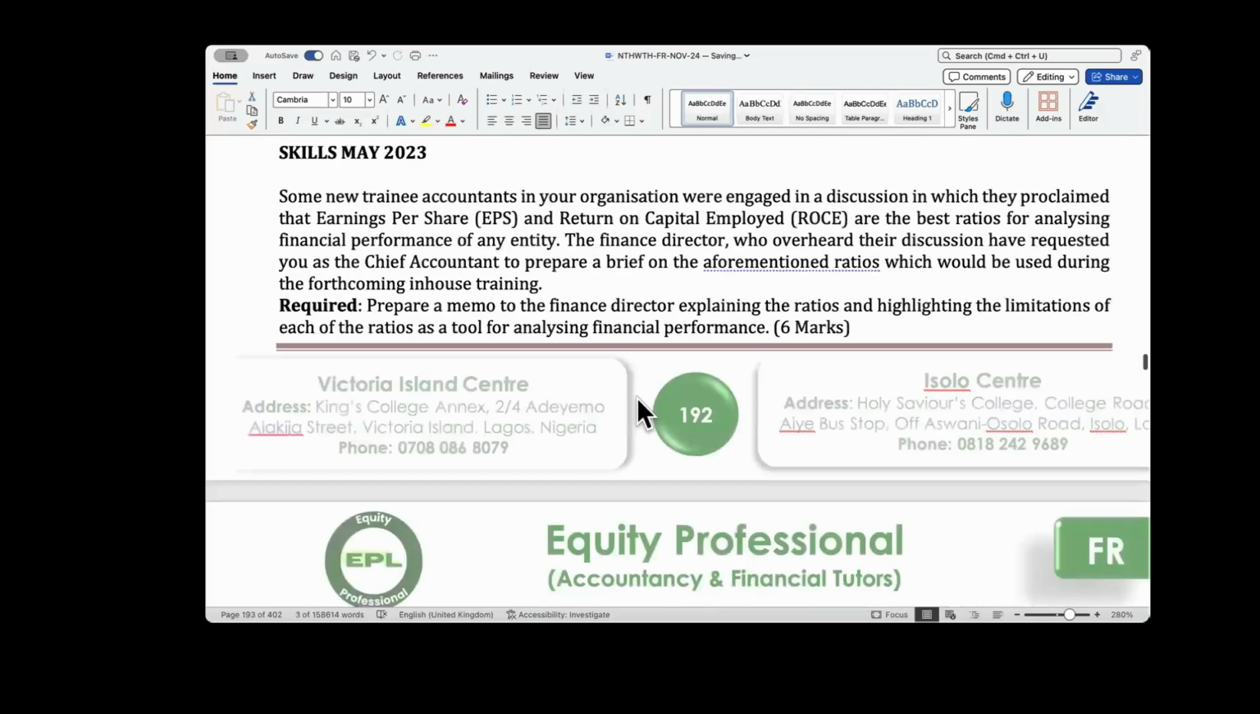Okay, that's that. Let's go to the other diet. After this one, I'll do one more, then we'll be done. So, Skills, May 2023. In this particular diet, they only asked one question on ratio, which is just 6 marks.